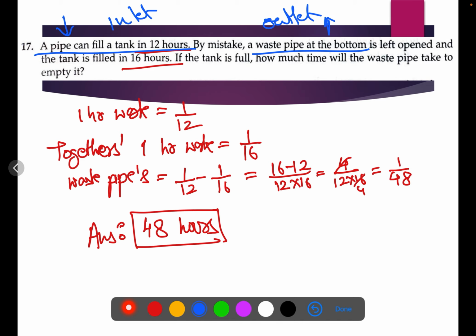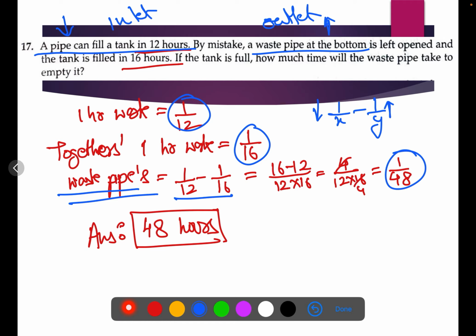So when I find it together, it is always like 1 upon x minus 1 upon y, which is coming in and which is going out, to find out together's work, right? So together work is given, this is also given. So to find out waste pipe, I'll subtract and I'll find out 1 upon 48. That gives me 48 hours. For the waste pipe, how much time will it take to complete the work? Waste pipe will take 48 hours to complete the work.